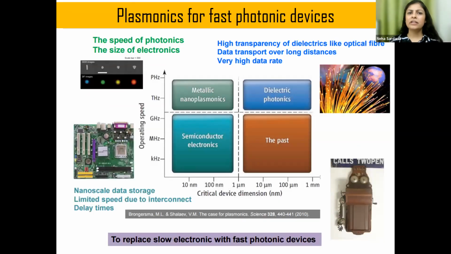And plasmonics is being used nowadays a lot for fast photonic devices because we want much higher speeds of photons to be transmitted from one side to other, and the size of electronics is reducing. So we need much faster photonic devices with lowest losses.